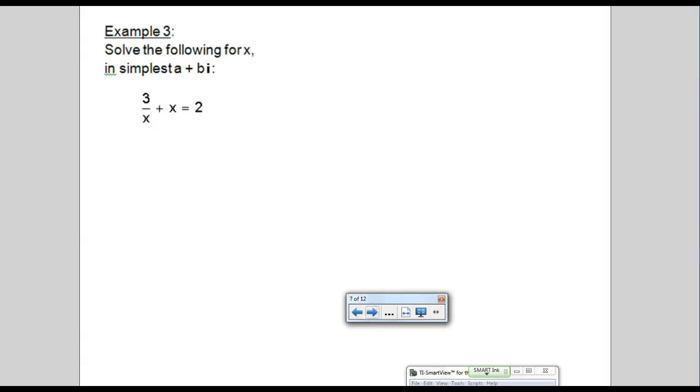All right, and I'll do one last problem with you. Example 3. Notice that the directions say solve the following for x in simplest a plus bi form. Again, please learn to read the problems. This is going to imply a negative number under a radical.